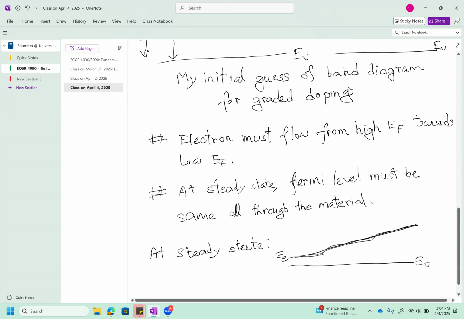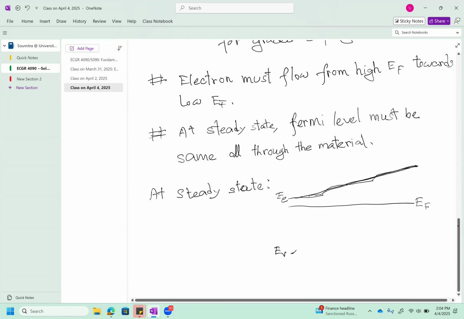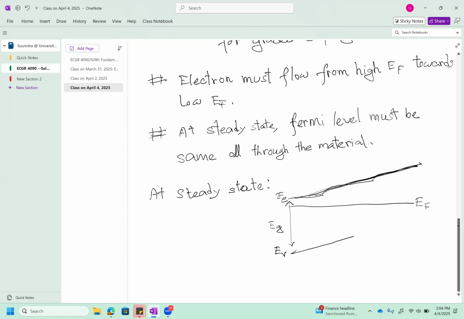So that's why when you draw EC, and for a given material, you can easily draw EV because you know that for what material, what is the corresponding band gap. So EC and EV must stay away from each other by an amount of EG. So if EC goes from left to right like that, it must be true that EV also goes from left to right like that. Okay, making sure that always EC and EV are apart from each other by the band gap EG.